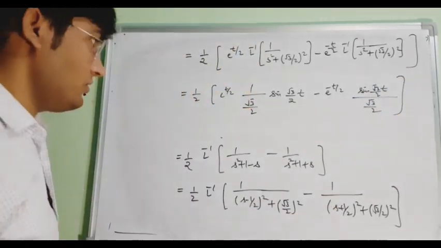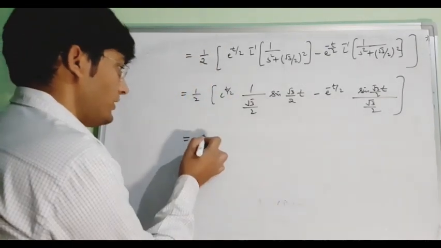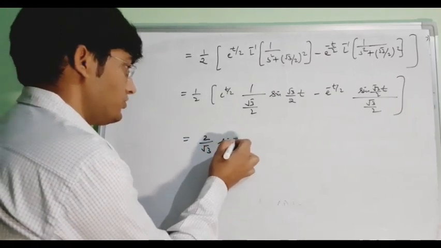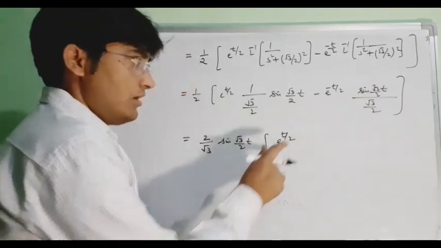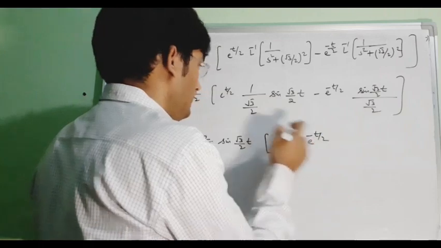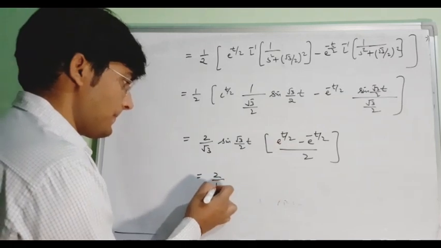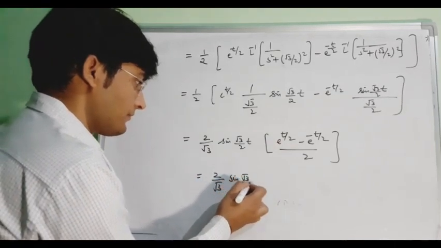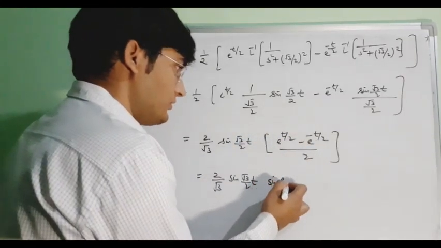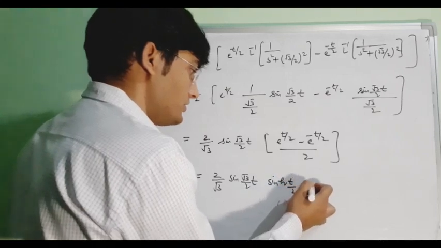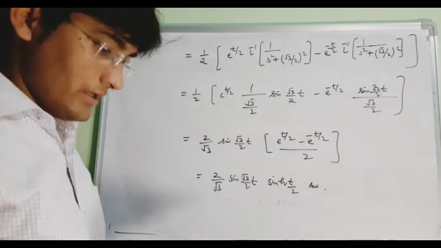So root 3 by 2 is common. So we can take 2 by root 3 common, and sin root 3 by 2 t is again common. Then in the bracket we will have e to power t by 2 and here we will have e to power minus t by 2. Then this 2 can be taken inside. Now e to power x minus e to power minus x divided by 2 is your sin hyperbolic t by 2. So this is your answer. Yes, this is our answer.